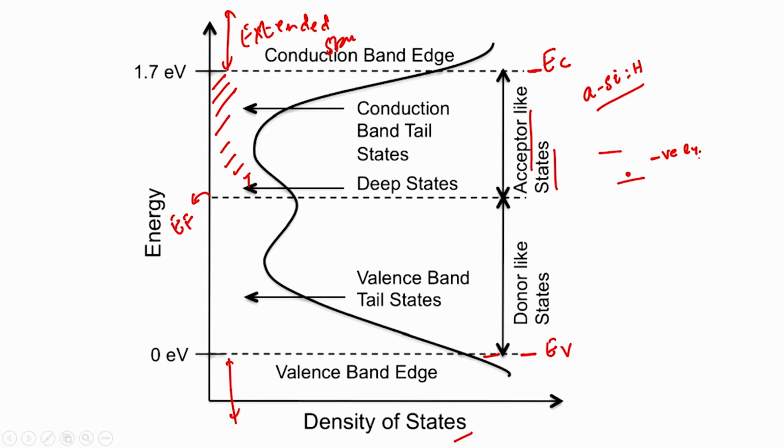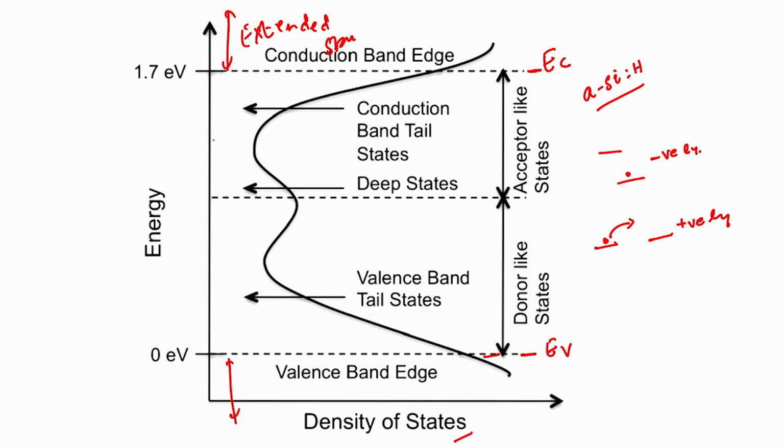And the states that lie below the Fermi level are called donor like states. So, they are neutral when they are filled with an electron, and the moment an electron leaves them they become positively charged. There are two further classifications of the states in the band gap.